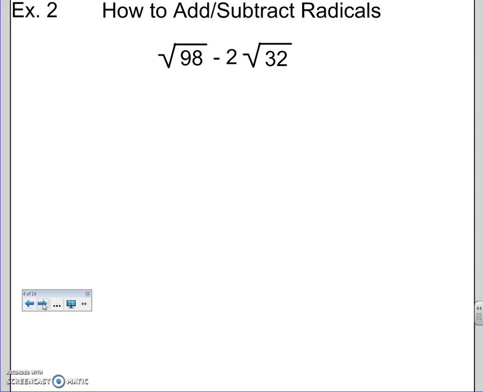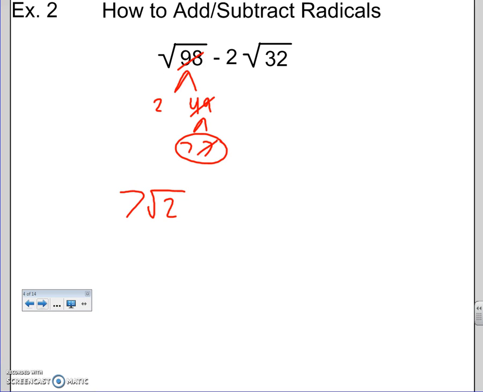How to add and subtract radicals. So the reason why we simplify radicals is because sometimes when the terms aren't alike, when simplified they do match, and then we can combine like terms. So for example, I have square root of 98 minus 2 square root of 32. Square root of 98 and square root of 32 are not the same thing. But if I break each one down and simplify it, so 98 is 2 times 49, and 49 is 7 times 7. Notice there's a pair of 7's, one goes out, one disappears, the square root of 2 stays inside.